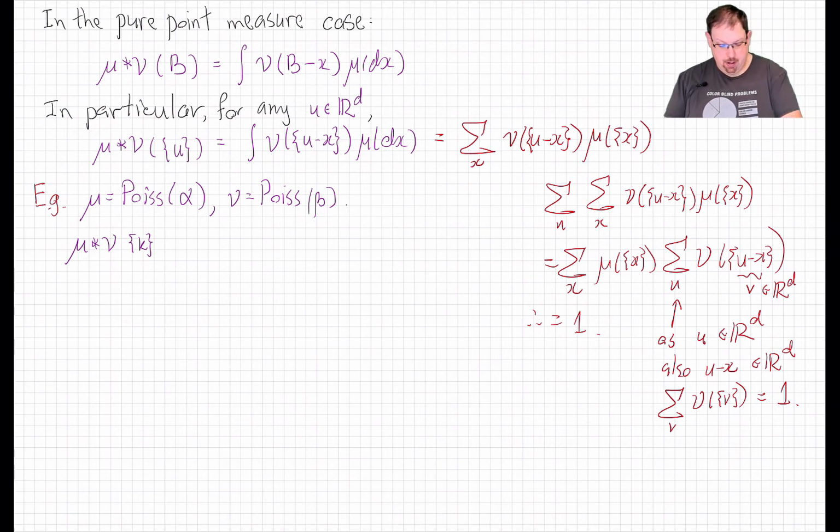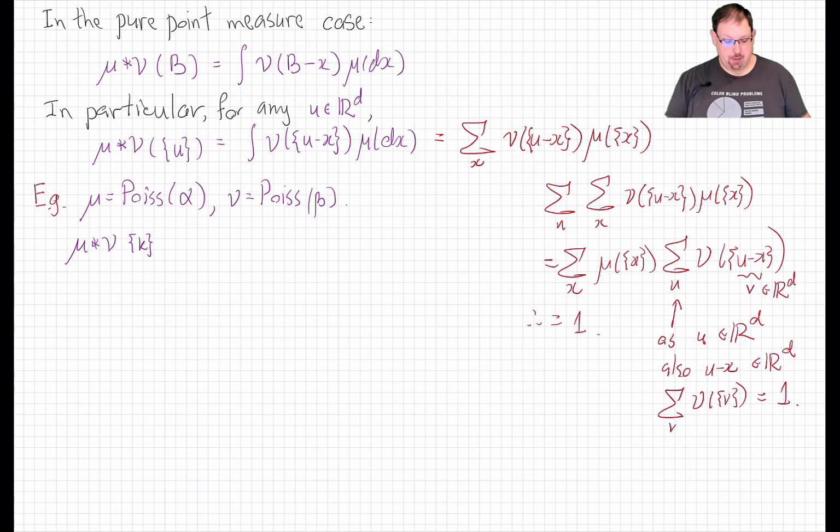Suppose I have two random variables mu and nu that are both Poisson. Those are discrete random variables. The only values they can take are in the non-negative integers. I'll allow them to have different means, alpha and beta. Let's compute the convolution of those two Poisson measures. In other words, we're calculating the law of the sum of two independent Poisson random variables.